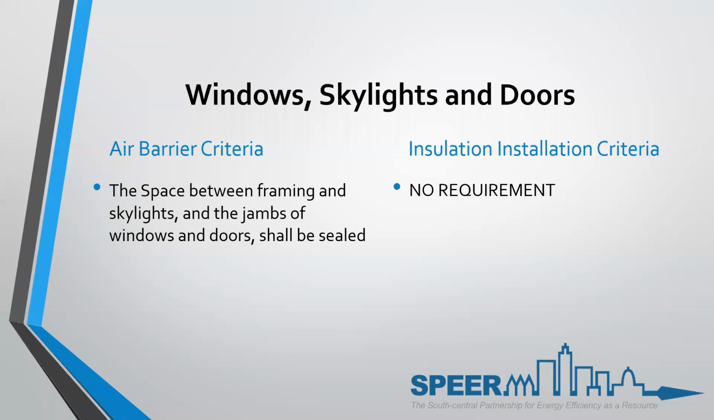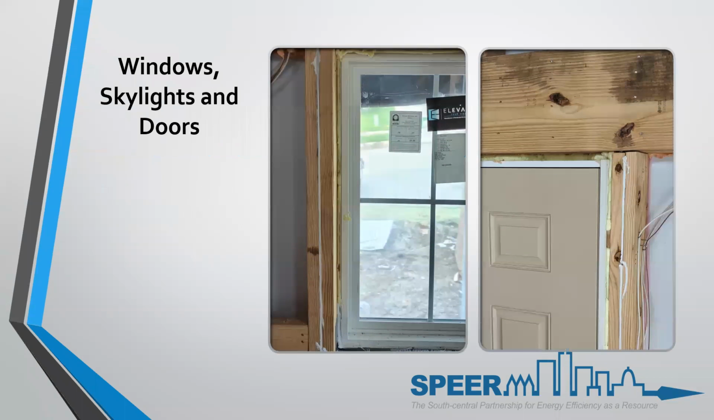So windows, skylights, and doors, the air barrier criteria for that: the space between framing and skylights and the jambs of windows and doors shall be sealed. And there's no specific installation or insulation criteria for that. There's not really a requirement for the opening of the window. Headers are mentioned differently. I wish they would also put here that headers must be insulated for windows and doors, but they don't. It's in a different category.